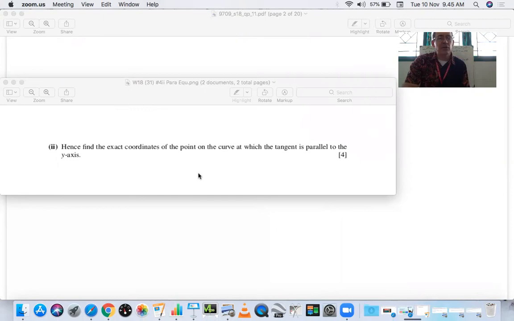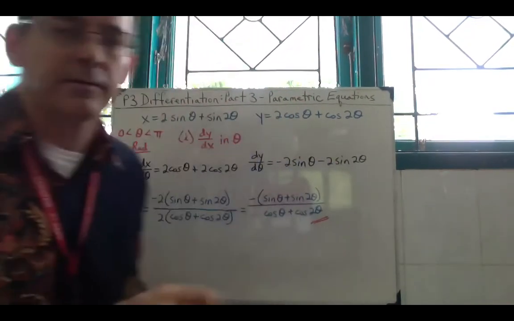Then this follow-up part, which we'll have to get to a little bit later, also says, hence, find the exact coordinates, meaning both x and y, of the point on the curve at which the tangent is parallel to the y-axis. Tangent is parallel to the y-axis. We'll come back to that a little bit later. First, let's take care of the derivative part.